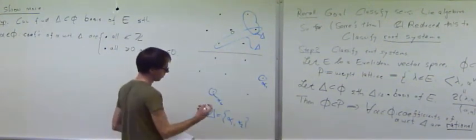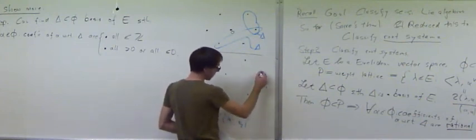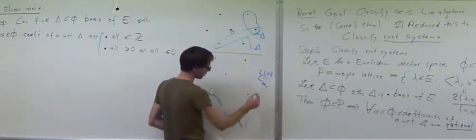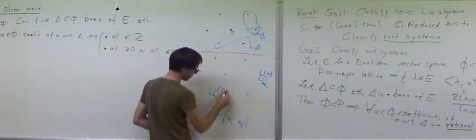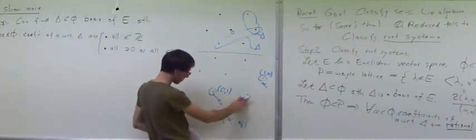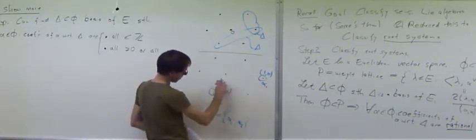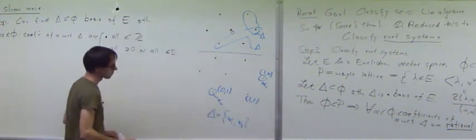So what are the coefficients? For alpha 1, of course, it's one of the basis vectors, so this is (1, 0). Alpha 2, similarly, it's one of the basis vectors, so this is (0, 1). So what are the coefficients for this root? This is just alpha 1 plus alpha 2, so (1, 1).